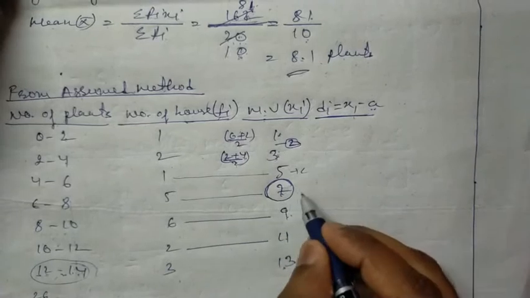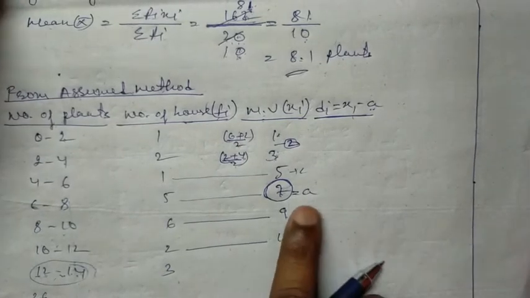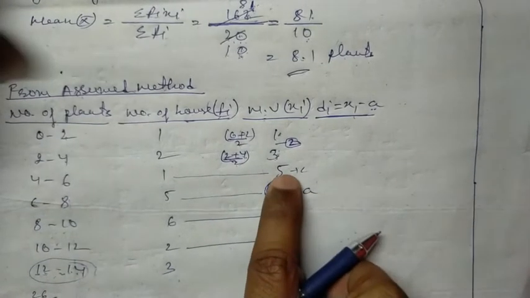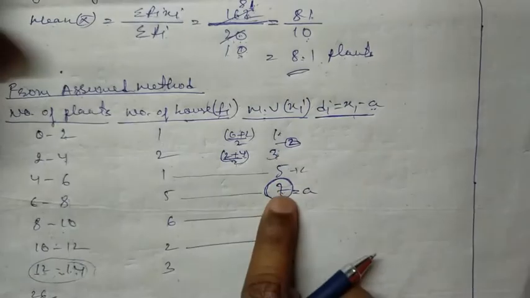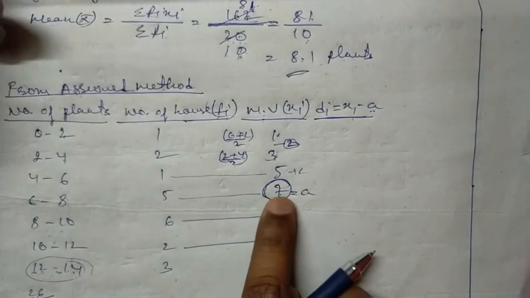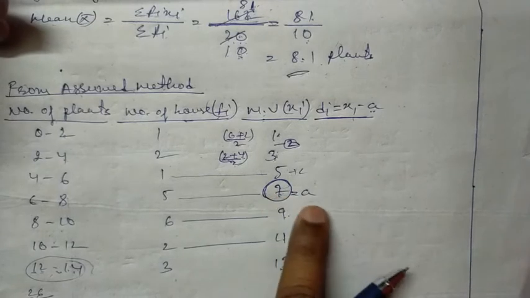This is the assumed mean a. You can take this also, or this, but for convenience, for ease, I have taken 7 as the assumed mean.